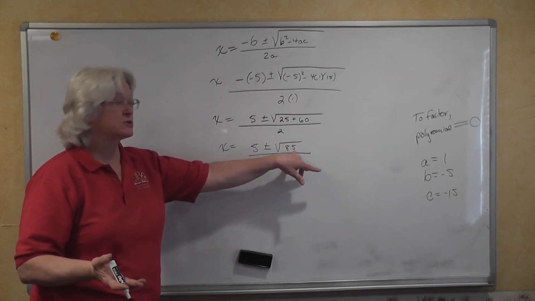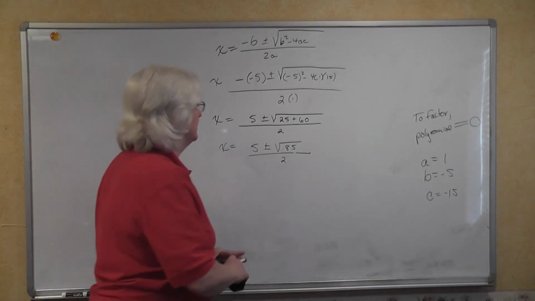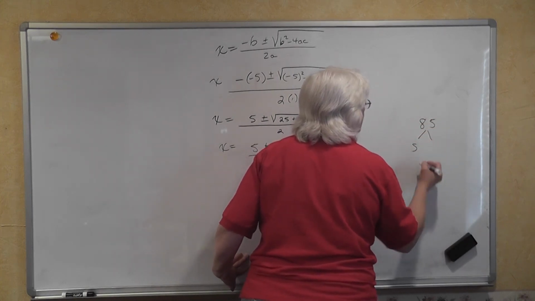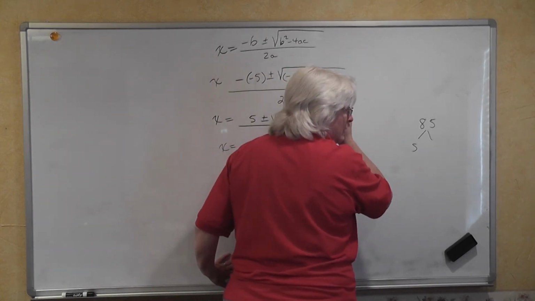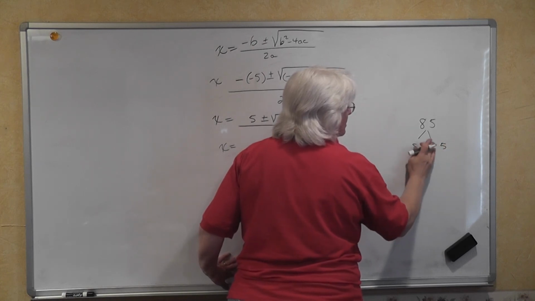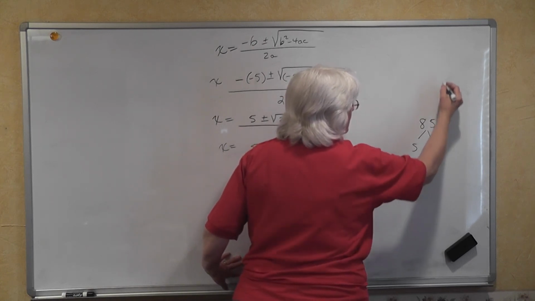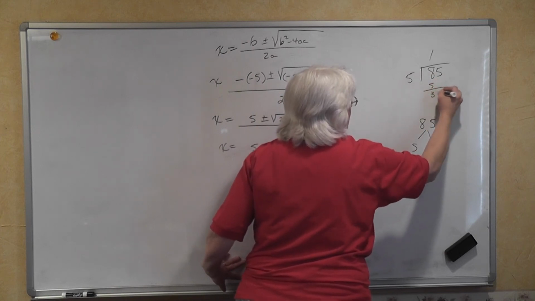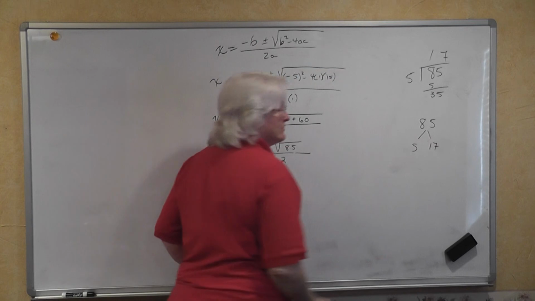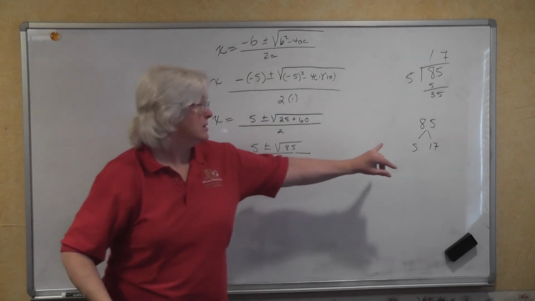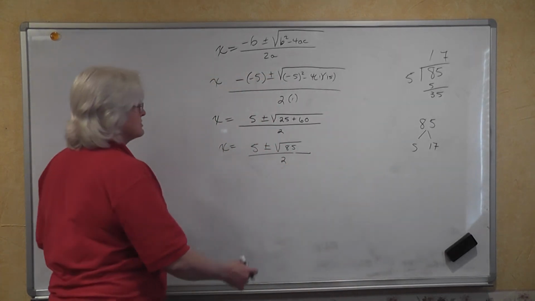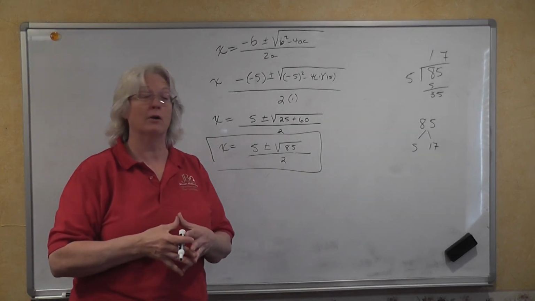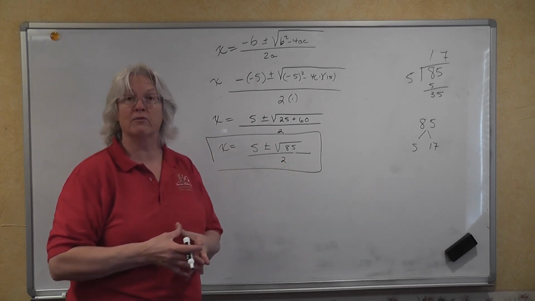Are there any perfect squares hidden in 85? I don't think so, but let's check and make sure. 85 divided by 5. I am brain dead. 5 goes into 8 one time. 85 is 5 times 17. Both of these are prime numbers. No perfect powers in there. So our solution to this problem is x is equal to 5 plus or minus the square root of 85, all of that divided by 2. There's nothing in common that we can factor out.